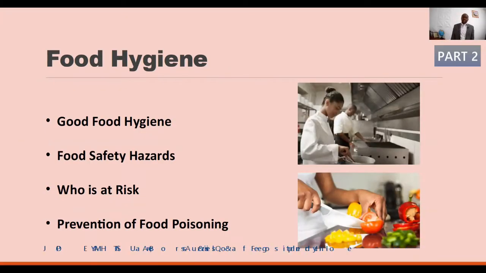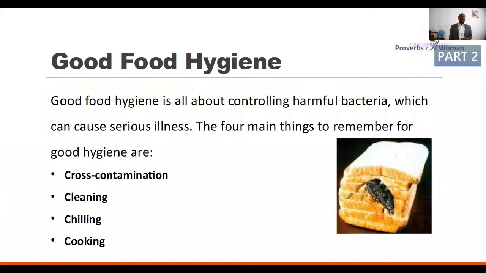Well, so the next section will be the third one. We'll be talking about food hygiene. And this food hygiene, we're going to be covering good food hygiene, food safety hazards, who is at risk, prevention of food poisoning. The first one is good food hygiene. What is good food hygiene? Good food hygiene is all about controlling harmful bacteria. It's simple. Controlling harmful bacteria, which can cause serious illness.